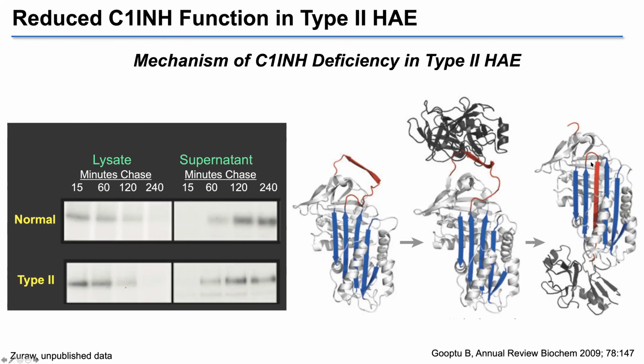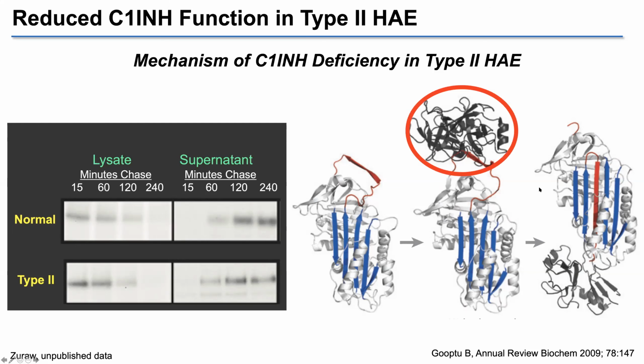And what happens is that the reactive mobile loop inserts itself within the A beta sheet and it drags the protease inside the C1 inhibitor molecule, which essentially closes up on it. And so this is called a molecular mousetrap. And it's a suicide type of inhibitory mechanism. So you lose one molecule of C1 inhibitor for every molecule of protease that gets inhibited.